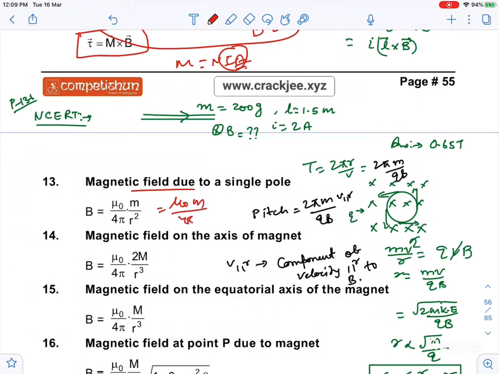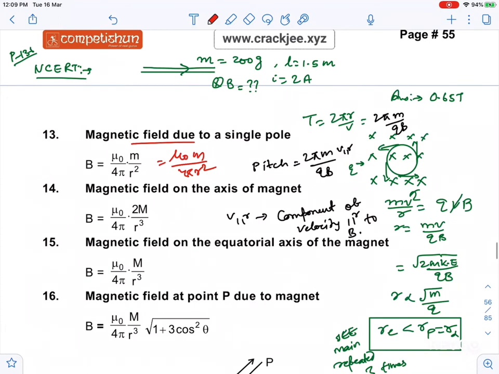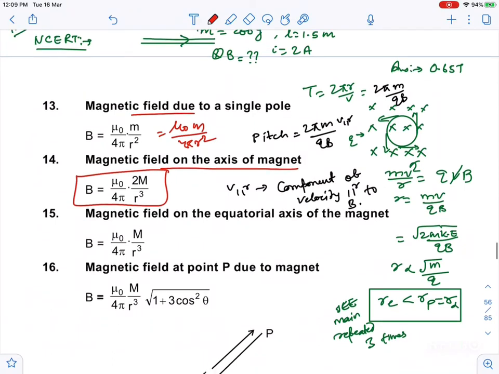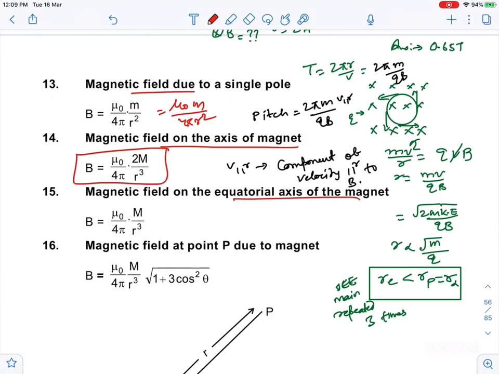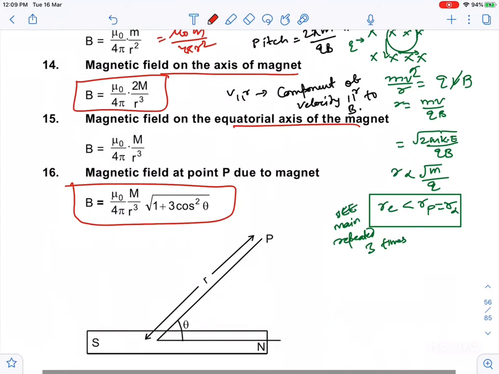Now because of the dipole, the magnetic field is mu naught by 4 pi, M by r square. And the magnetic field on the axis of the magnet is mu naught by 4 pi, 2 M by r cube. Then the equatorial position; see guys, this is the same as the electric field we have calculated. This general result you can write, because a magnet behaves as a dipole, because it has a south and a north pole.